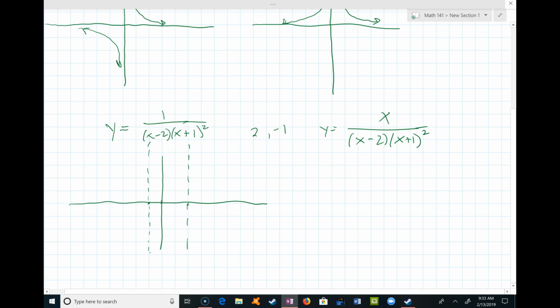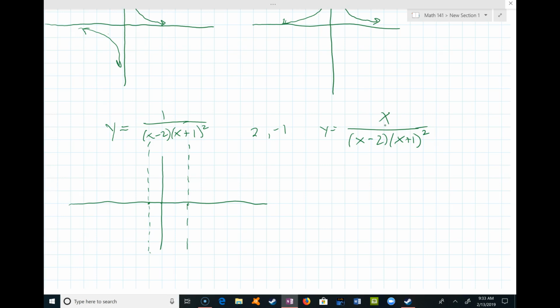But the cool thing about rational functions is when we're trying to make y equal to 0, we only have to look at the top, right? Because if the top is 0, it doesn't really matter what the bottom is as long as it's not 0. And we'll talk about that in a minute, okay? So if the top is 0 and the bottom isn't, it's an x-intercept. If the bottom is 0 and the top isn't, then it's a vertical asymptote.